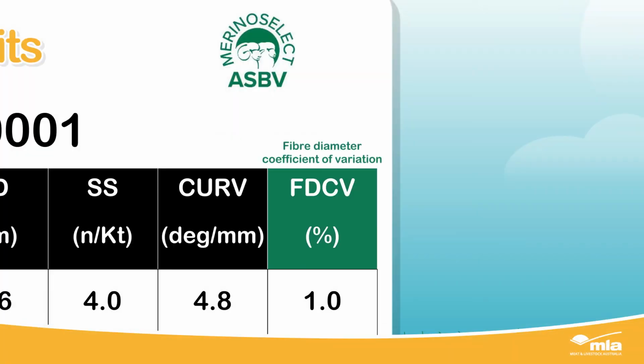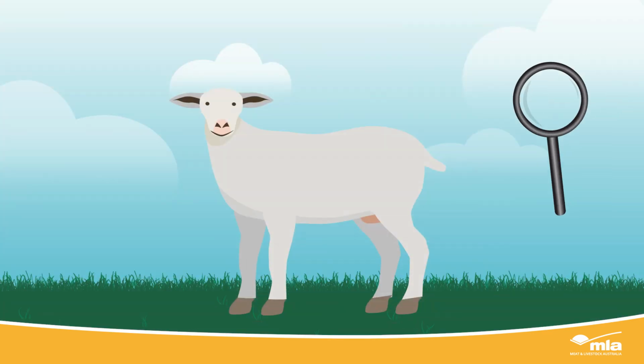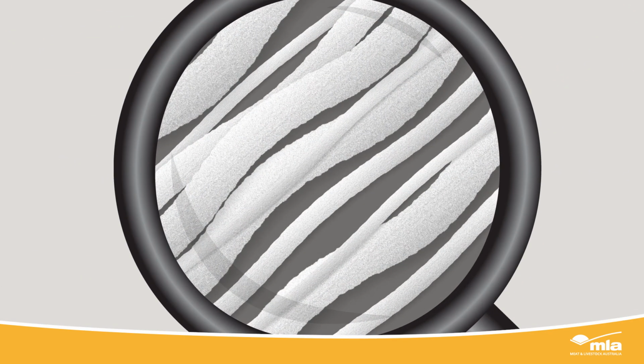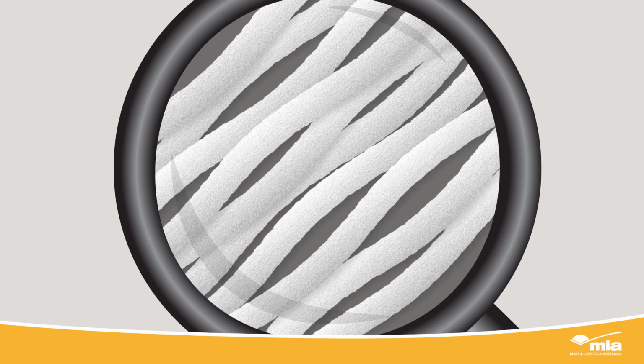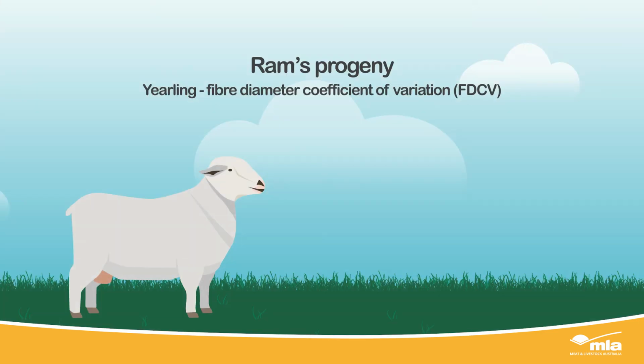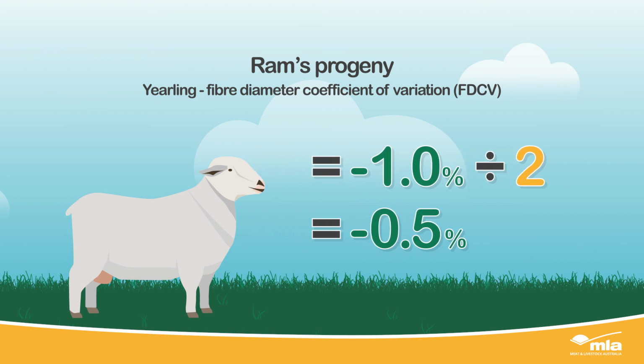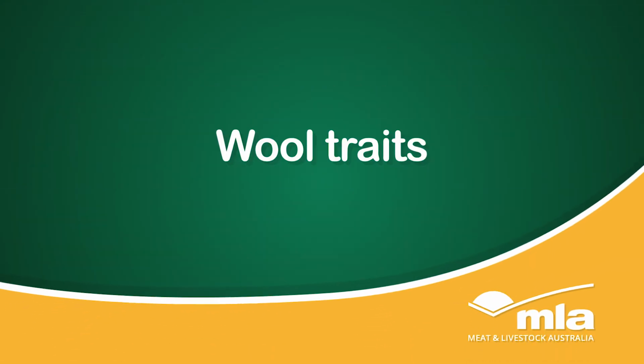FDCV is fibre diameter coefficient of variation, which is measured as a percentage. A ram with a lower FDCV will produce progeny with a lower variation in fibre diameter between individual fibres in the fleece. With an FDCV of -1.0%, this ram's progeny will have 0.5% lower variation in micron compared to a ram with an ASBV of 0.